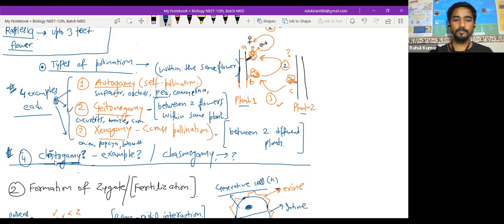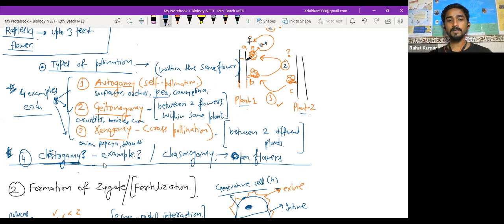So this was on the basis of type of plant and type of flowers. Now, on the basis of just the morphology of flowers, there are two types of flowers. All flowers develop as a bud, right? Then the bud opens and becomes the flower. Open flowers are called chasmogamous flowers. Chasmogamy is open flowers, so plants which produce open flowers are called chasmogamous plants.